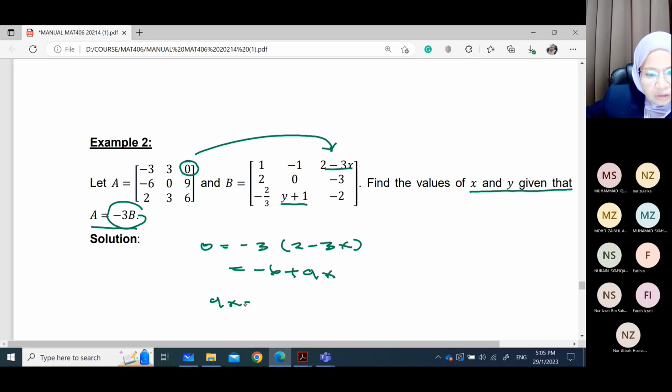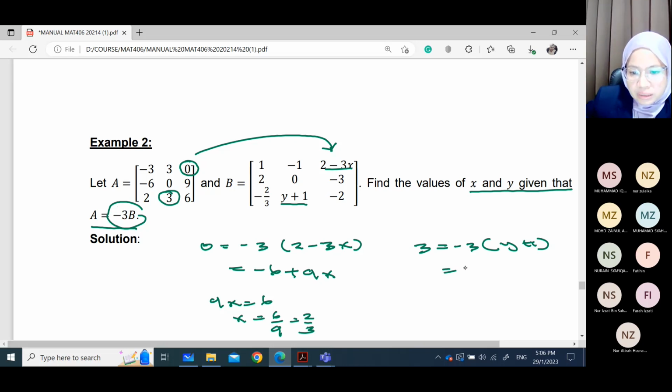So 9x, it is equivalent with 6. So x equal to 6 over 9, which is equivalent with 2 over 3. So this is a value for x. Untuk y, the location for y plus 1, it is this one, equivalent with this one, 3. So here we can say that 3 equivalent with negative 3 multiply with y plus 1. Okay, sebab dia kata negative 3b. Okay, so kita cari nilai dia, negative 3y, negative 3 times 1, we have negative 3. Okay, so here we have 3.